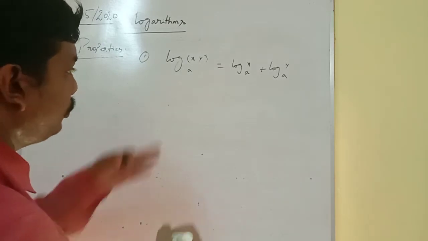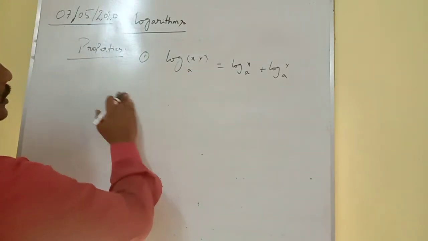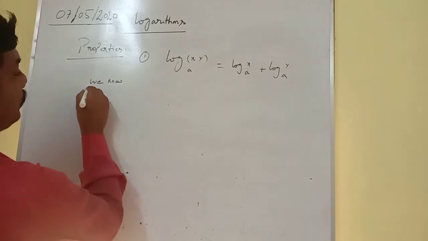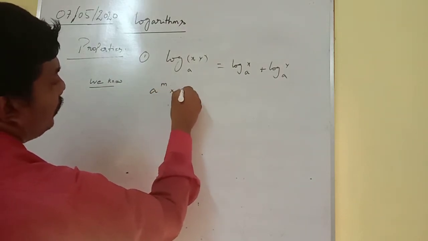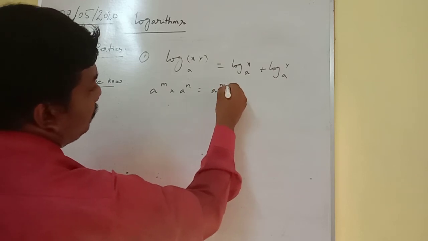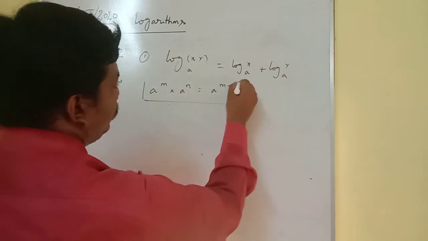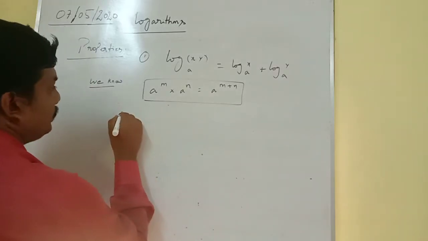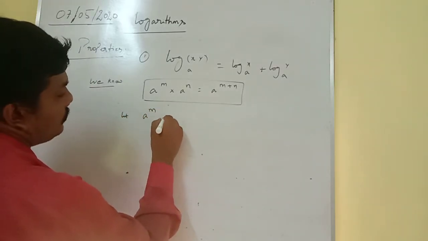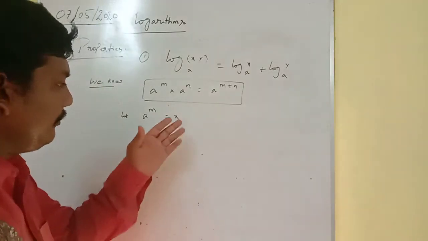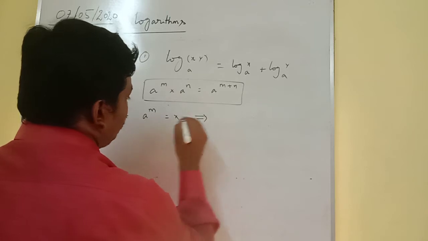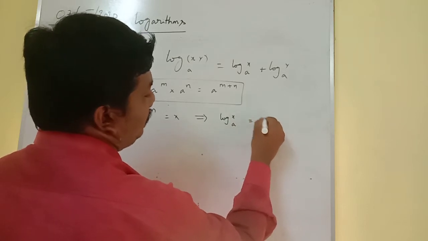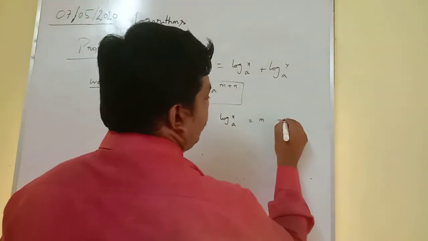So how to prove this? We know a very simple formula, a power m into a power n is equal to a power m plus n. So this formula we are going to use. Let a power m is equal to x. When a power m is equal to x, according to the definition, what is the logarithmic form? Then log x to the base a is equal to m. You can take it as the first condition.